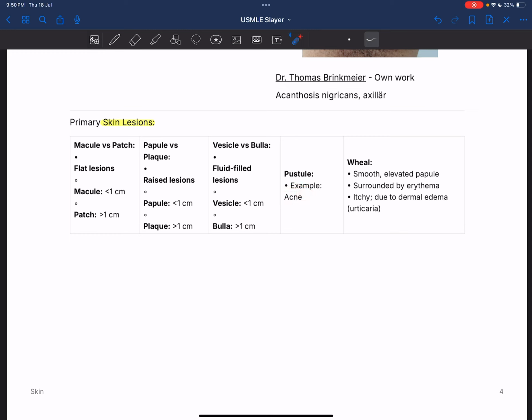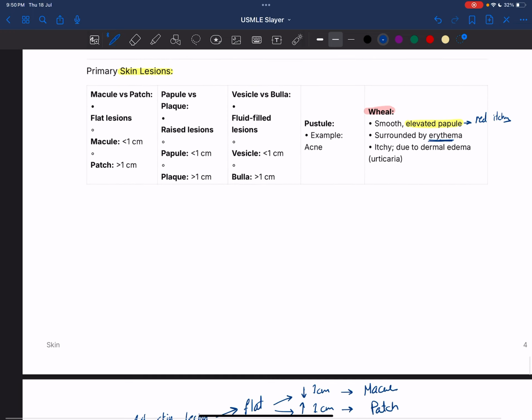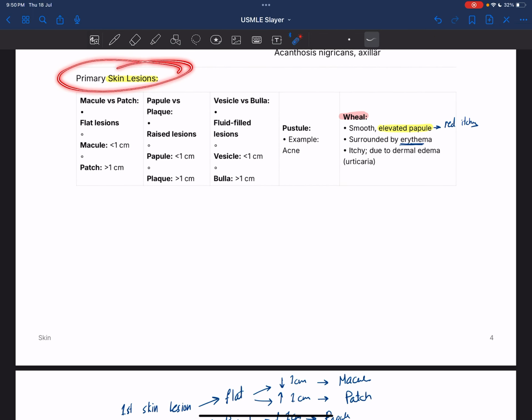And lastly, we have wheals. Wheals are raised lesions, or especially elevated papules. And what I want you to remember about wheals is that they are itchy and erythematous. Basically, it's a red papule with redness around it, and itchy, okay? And these are the primary skin lesions.